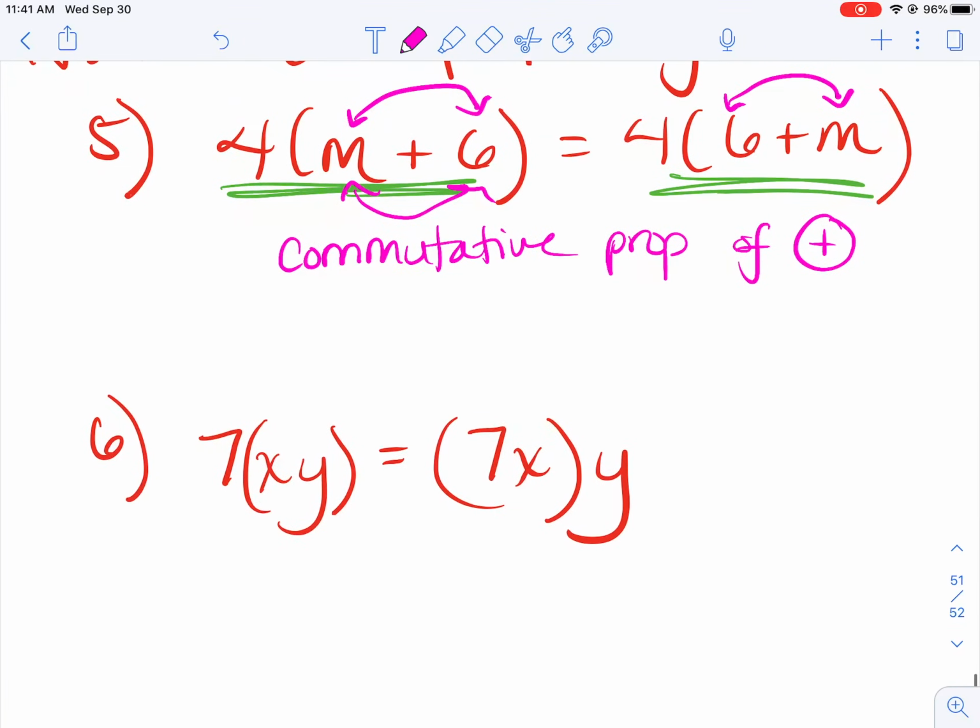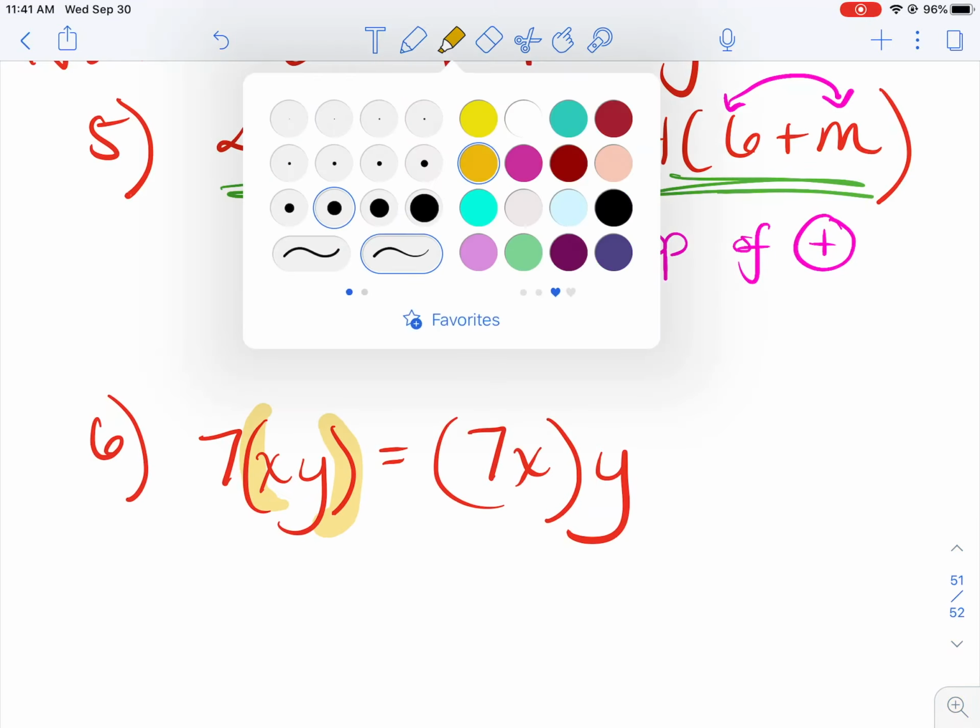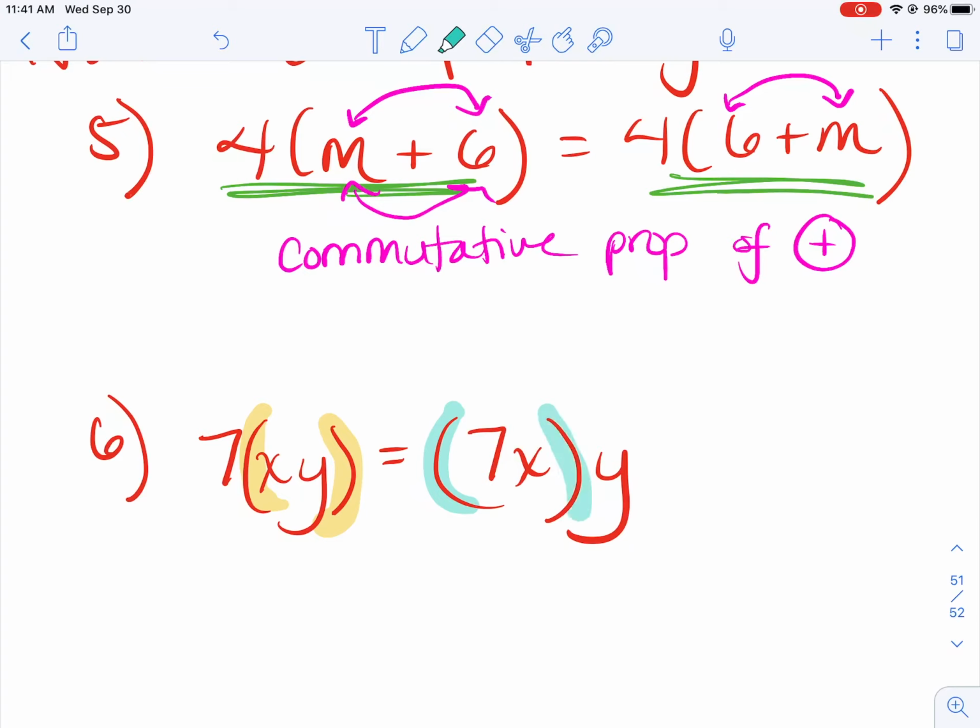And then the last one here, if we notice, we have parentheses around X and Y. Those have changed to 7 and X. So anytime we move parentheses, it's going to be the associative property. And you don't see it, but what operation is really in between all these variables and numbers? Multiplication.